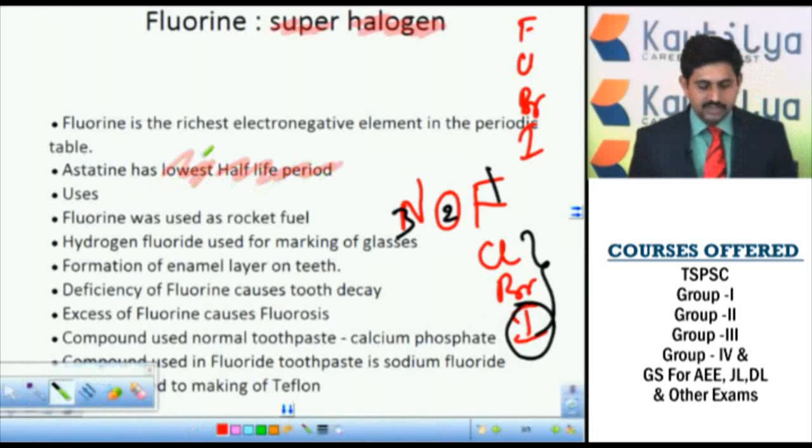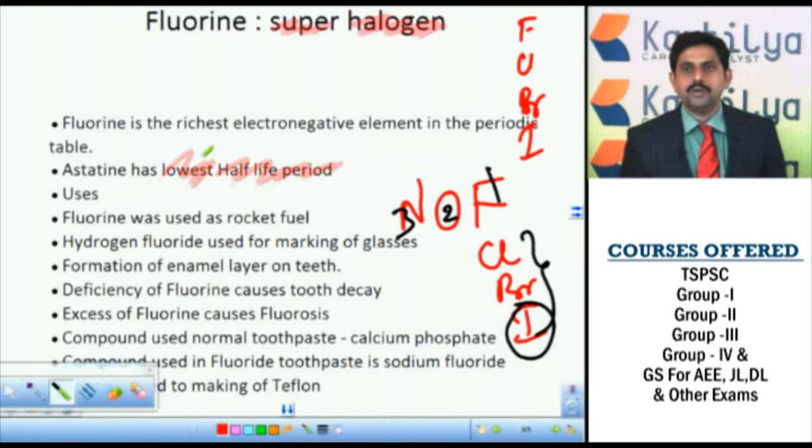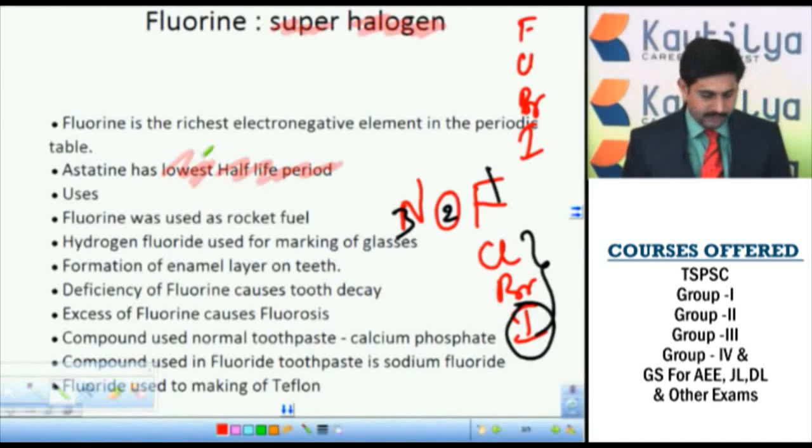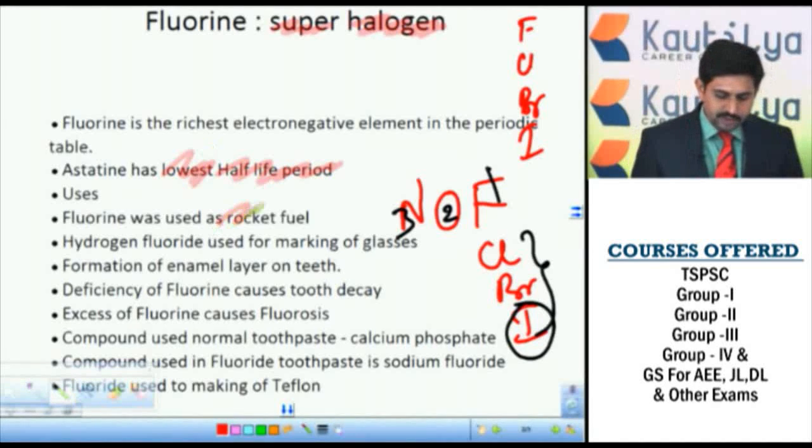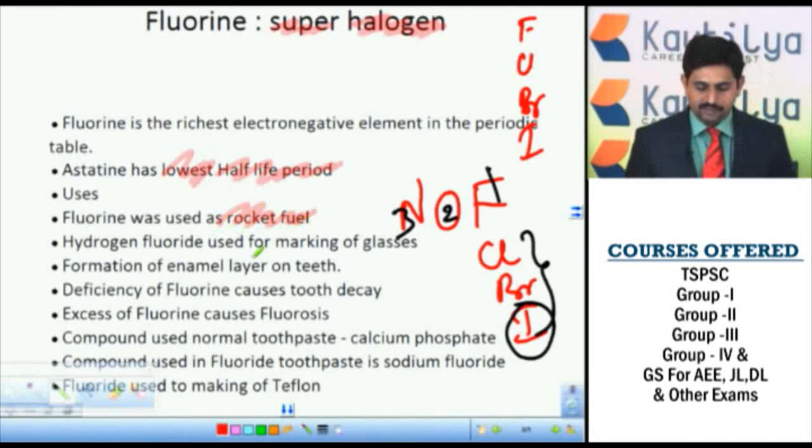Let us see the uses of fluorine and some of the other halogen elements. What is the application of this one? Fluorine is used in rocket fuel as one of the components in a combination.